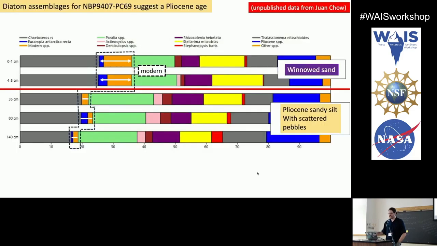And we believe the same thing based on the diatom data, that only the topmost unit is modern, and then going downwards it's possibly Pliocene in age.